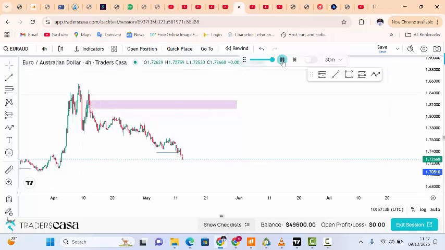Okay, we have another break of structure. Good. Now we have this new break of structure. You can see, it fell, pulled back, fell again. This is internal structure.